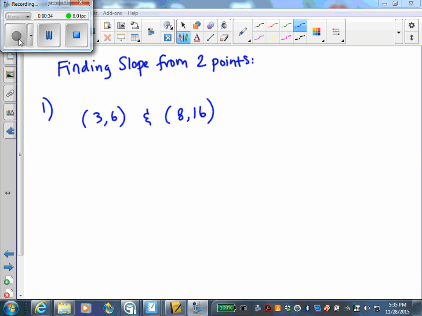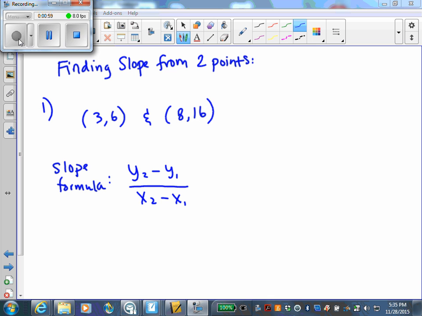Okay, now for this one we're going to use the slope formula that we wrote down earlier, and that goes like this. Let's write it down again. Slope formula: y sub 2 minus y sub 1 over x sub 2 minus x sub 1. Now we have to know what those little numbers and everything mean.